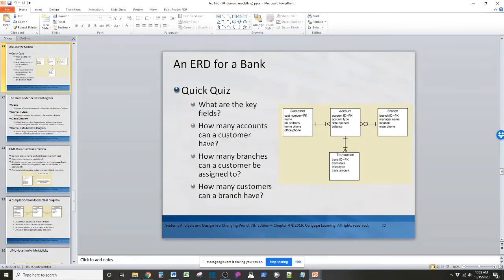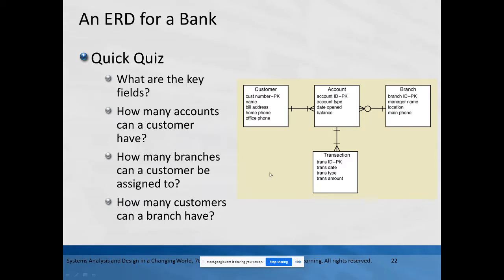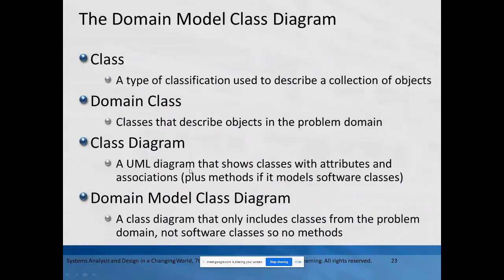Well, let's look at it from just that perspective. How many customers can a branch have? Well, a branch can have many accounts, and a customer can have many accounts, so it appeared to be many as well. So, odd questioning here. I will not be asking you questions like that on the test, because that is kind of pointless to me.